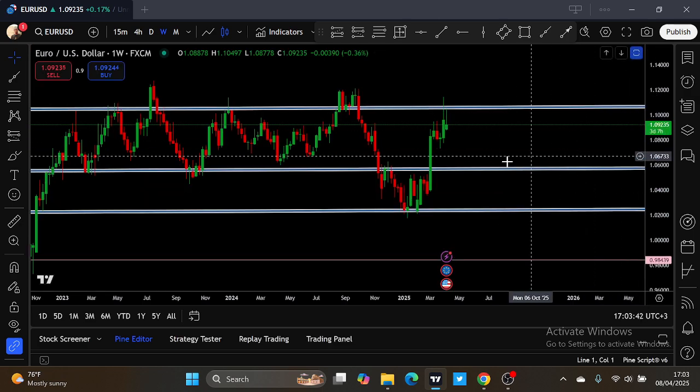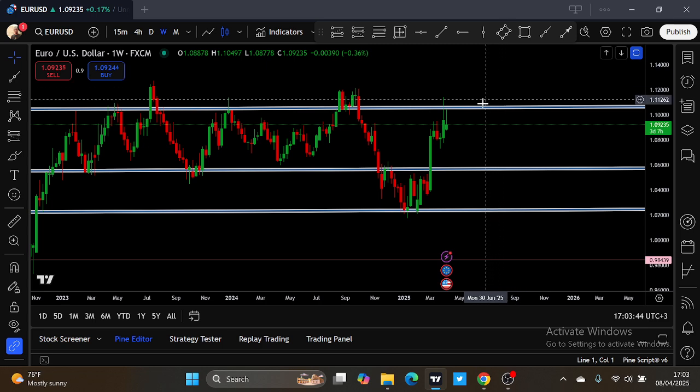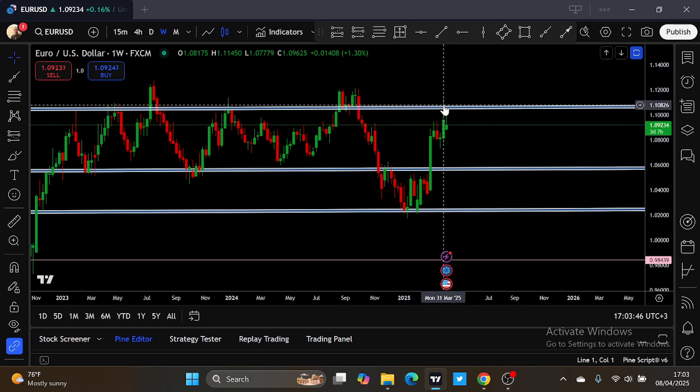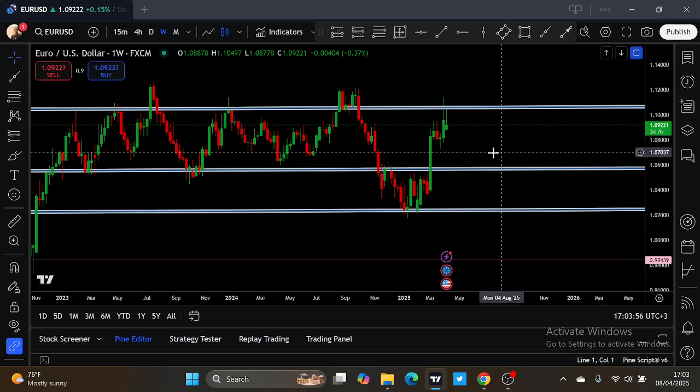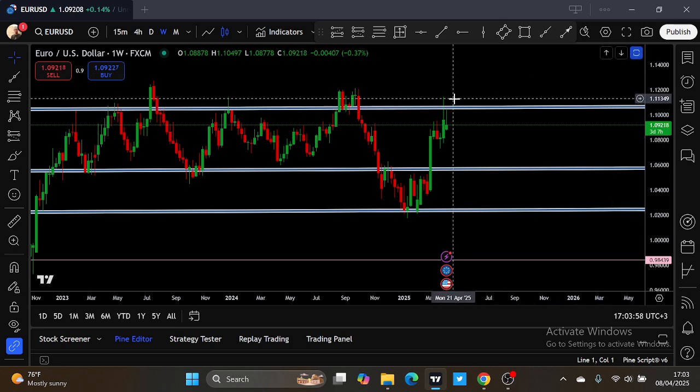So if you come to the weekly time frame, it is clear the first week was a rejection. The second week is also rejecting the same area. The first week was a rejection, the second week is rejecting this area. Today is Tuesday, we still have 3 days to go, but it is a big rejection.